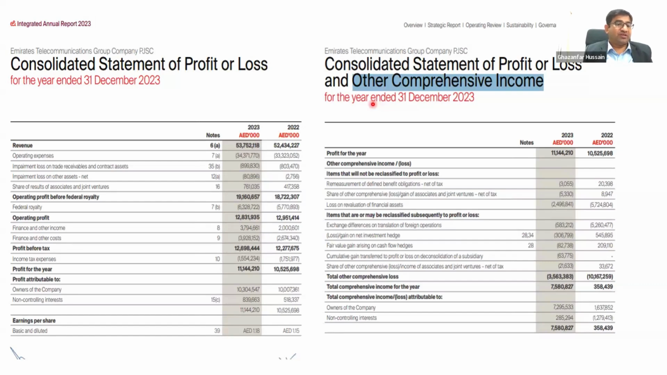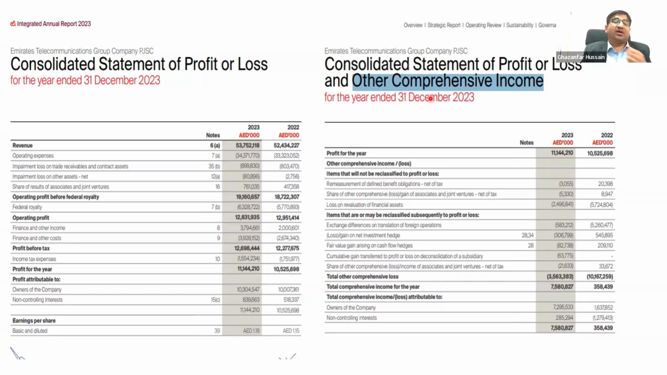OCI, other comprehensive income, is the 6th component, it is not the 5th component. As per IFRS, this is the 6th component. I say the 6th because normally there are 5 components. Mostly people mention the profit and loss, balance sheet, cash flow, equity, and notes to accounts. But we normally do not see the other comprehensive income.